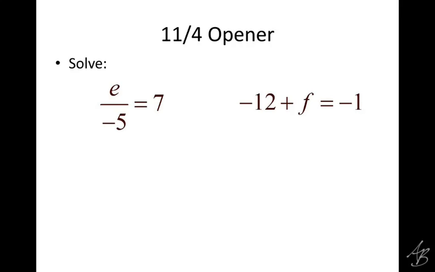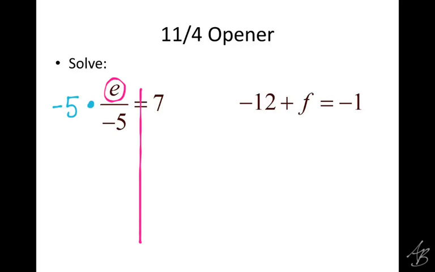Next one, we want to get the e by itself. So we'll circle that, draw our line of equality. And how am I going to get the e by itself here? Okay. By negative 5. Good. We need to multiply because that's the opposite of division. Don't forget, though, we need to multiply by the same number that we were dividing by. So we need to multiply by negative 5.